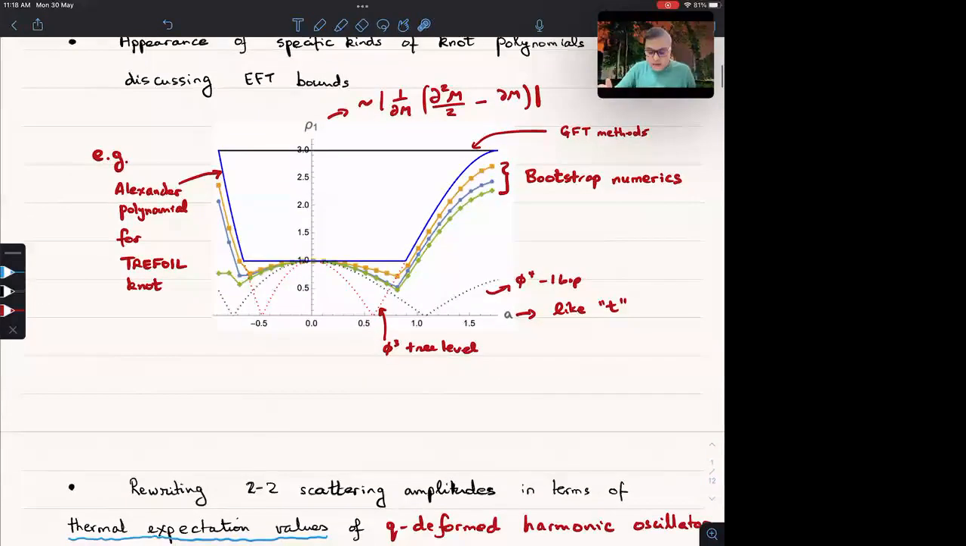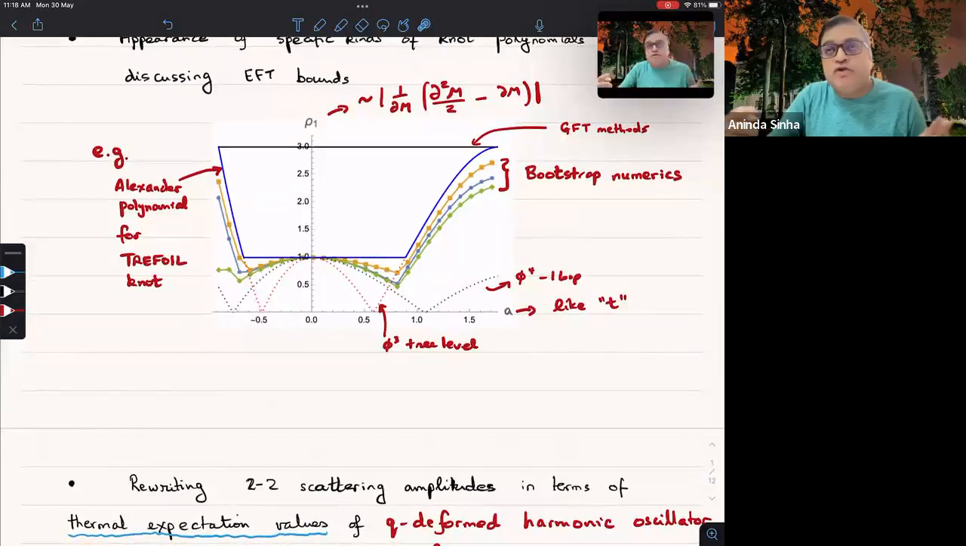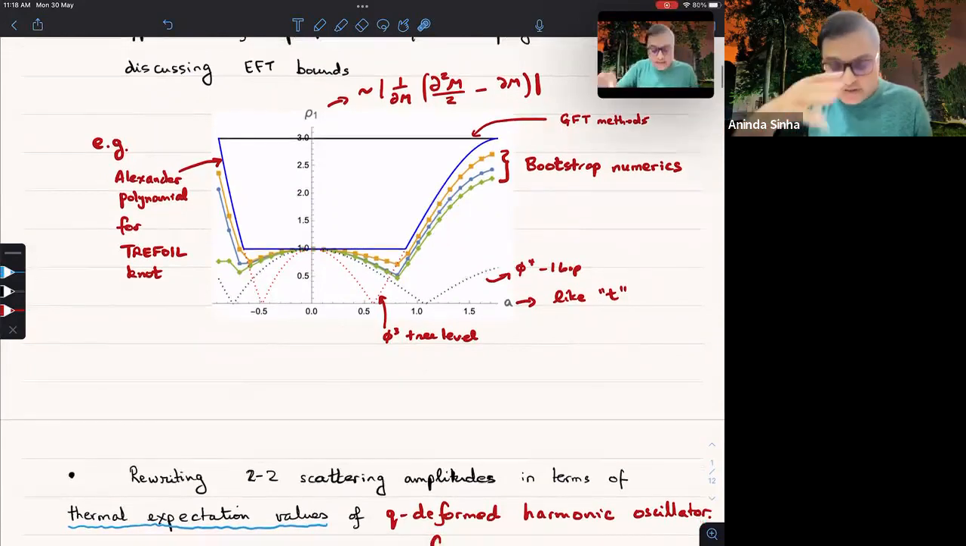Why would you get one parameter? Because if you have, say... No, after you renormalize, the renormalized answer depends only on the renormalized mass. And there is lambda square. Lambda square is sitting outside, but since I've taken ratios, the lambda square cancels out.